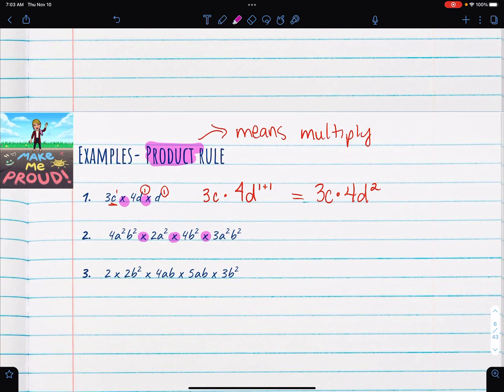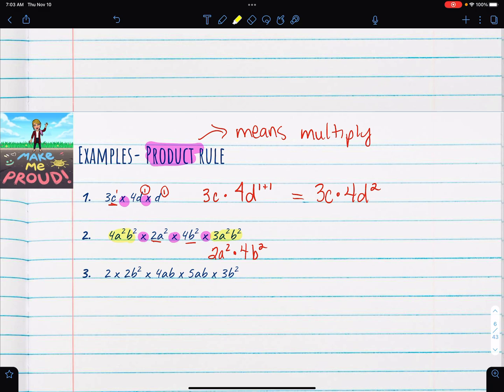If we go to our next problem, I've still got to look for common terms. So these two are solo, so I'm just going to bring them down. 2a squared times 4b squared, okay? Now there's a long, complicated reason why you can't combine these a's and b's with the other a's and b's, but it boils down to the same thing. They are not like terms.